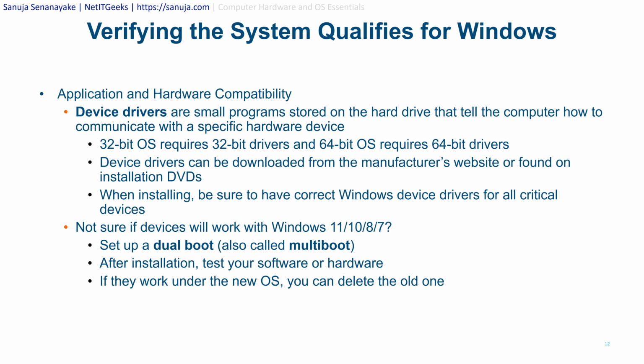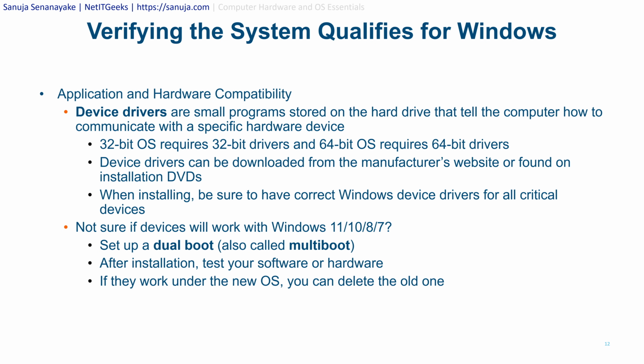It is a set of instructions. It's a small program that has a set of instructions on how to communicate between the Windows operating system and each respective manufacturer's hardware. 32-bit operating systems require 32-bit drivers, while 64-bit operating systems require 64-bit drivers. Device drivers can be downloaded from the manufacturer's website or found on installation DVDs and USB drives.